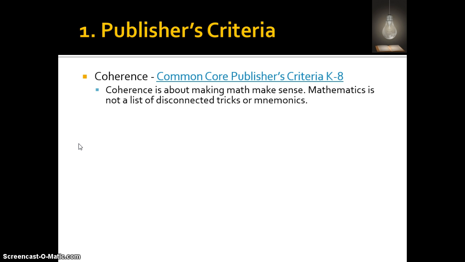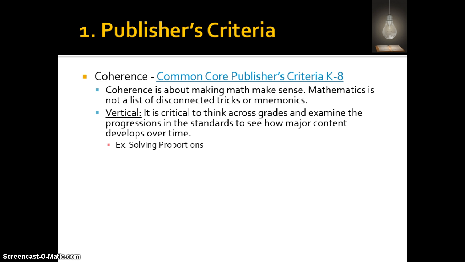So the idea of coherence, the shift of coherence, is that we want math to make sense across everything. That it's not just a list of disconnected tricks or mnemonics to memorize everything, but it actually does make sense. It is coherent, and it's not only coherent as far as understandable, but it's coherent in the progression that it makes, and the connections that it makes together. So there are two types of coherence, really. There's vertical coherence, in which we're thinking across grade levels. How do things develop? How do ideas and concepts develop from one grade level to the next?